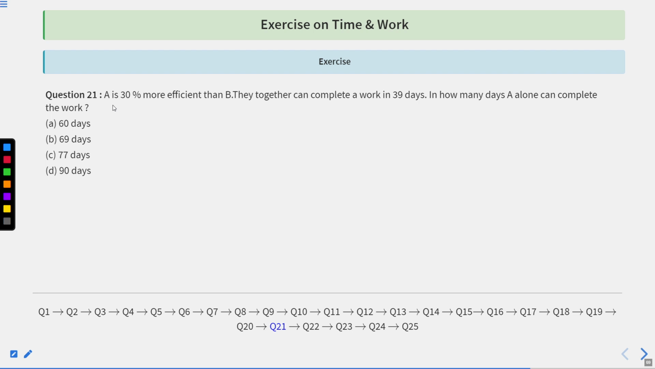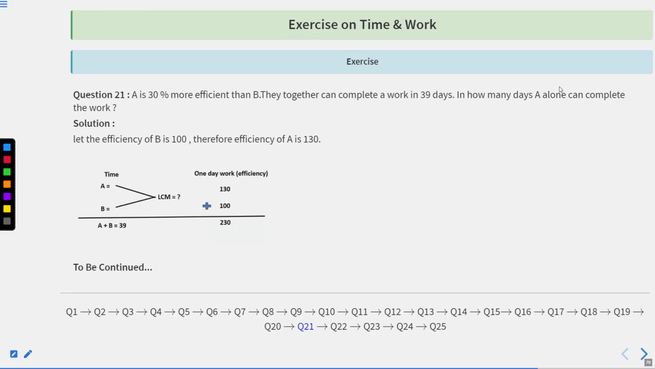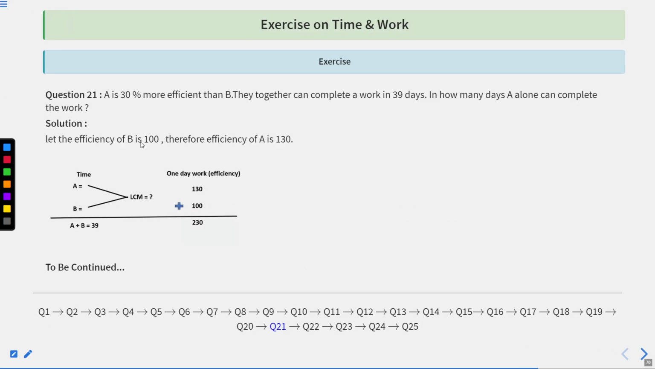Question number 21. A is 30% more efficient than B. They together can complete a work in 39 days. In how many days can A alone complete the same work? So let the efficiency of B be 100. It is given that A is 30% more efficient. That means A is faster than B.